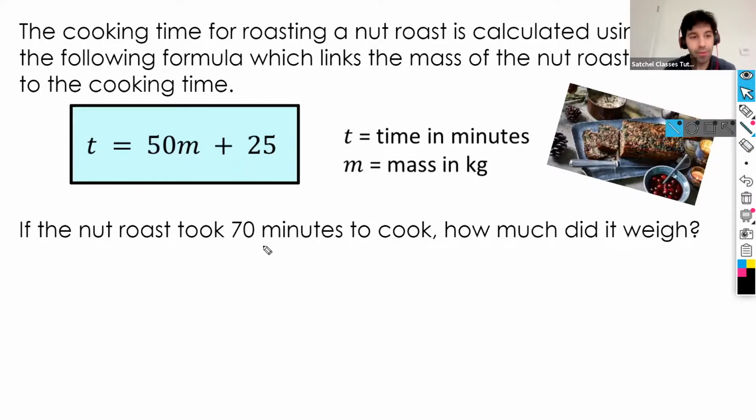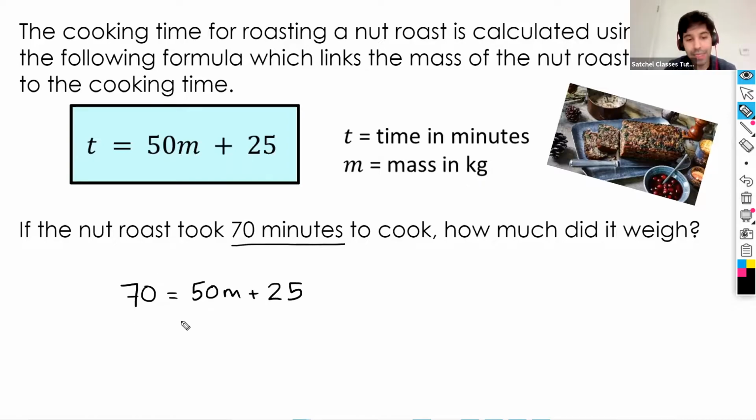So now, based on this formula, we have the time. So we're going to substitute 70 into this formula here. So instead of T, we're going to write 70 is equal to 50m plus 25. So we need to rearrange this formula to find the value of m, or to find the mass of the nut roast. So we have to make m the subject here.